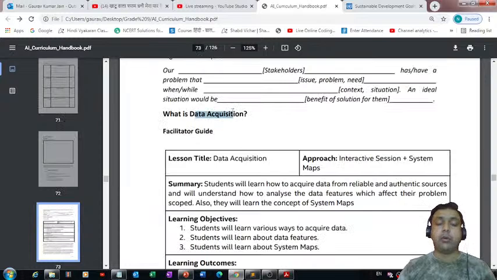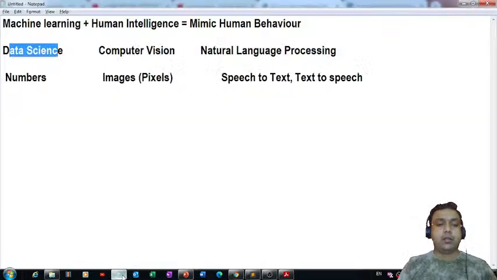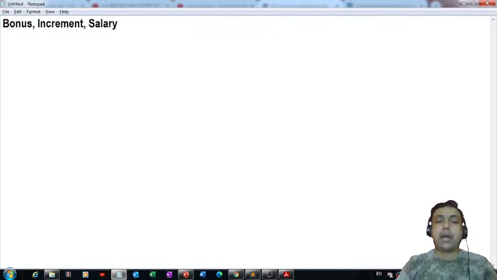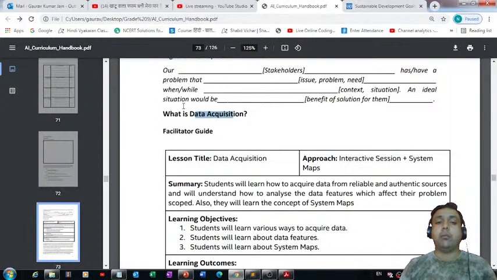After this, we have data acquisition. Now, what happens in data acquisition? We first find out the parameters on which the problem depends. Suppose you want to create an artificially intelligent machine with the help of which you can predict the salary of an employee. What all data features are going to affect the problem directly or indirectly? It will be your bonus the company gives the employee, the increment the person receives every year or every month, right? Then what is the salary of the employee? These are the parameters which will affect the problem directly or indirectly, and these parameters are also known as data features. Remember this thing, because a question on this may also come in your board exam, right?